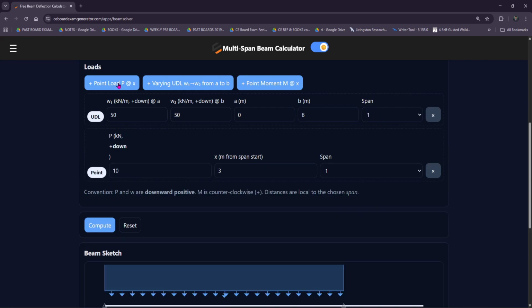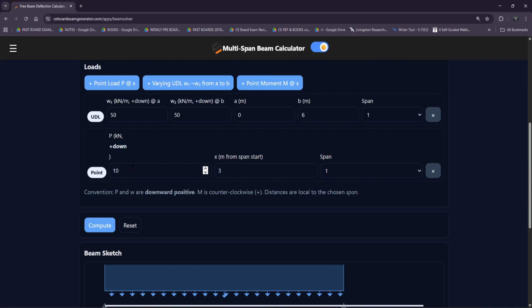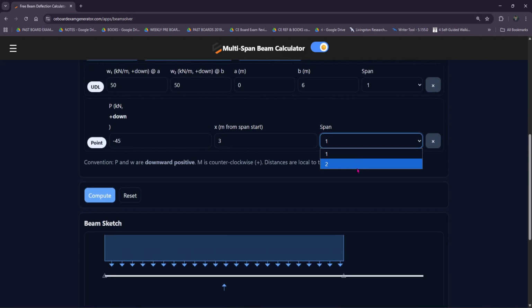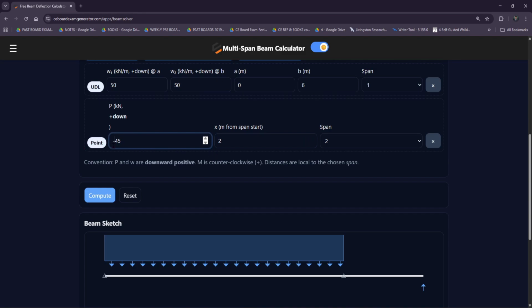Then let's add our point load. We have a point load at joint C. So this is 45 kilonewtons acting downward. By default, positive is downward. So if you have an upward load, just add a negative sign. This will become upward, as you can see here. But let's change this to span 2. Then this is applied 2 meters from point B. So let's make this positive again. This will act downward. And then our pin supports are automatically added.